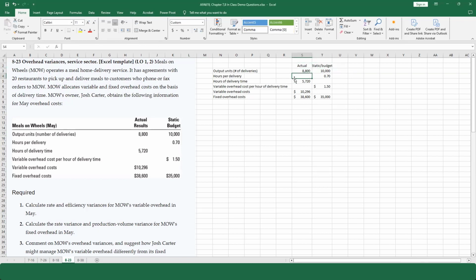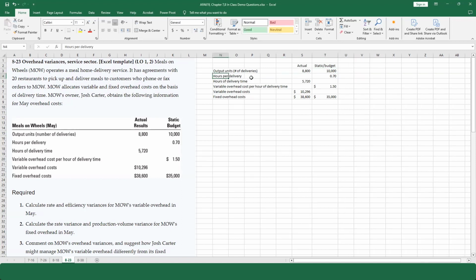We know that we've got output. Actual is 8,800. We were supposed to do 10,000. That's how many meals the company was supposed to do. The hours per delivery, and this is standard, so the standard hours per delivery is 0.7 hours. So that's what we believe it will take us.